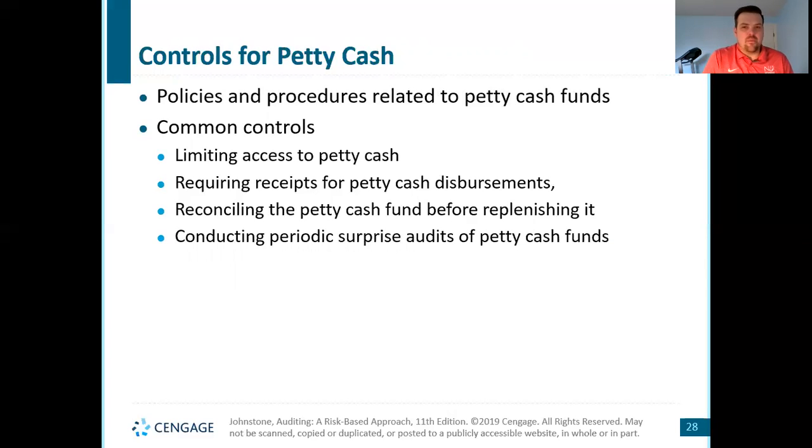Access to it, number one. It should be somewhere locked up, and only one or two individuals, whoever is responsible for it, should be able to get into it. Requiring receipts. So when you do petty cash transactions, how it would typically work is whoever's responsible for it would open up the petty cash drawer, box, or safe, depending on what it is, and take the cash out and give it to whoever needs it, before they go into say the office supply store. Then that person would come back and give a receipt.